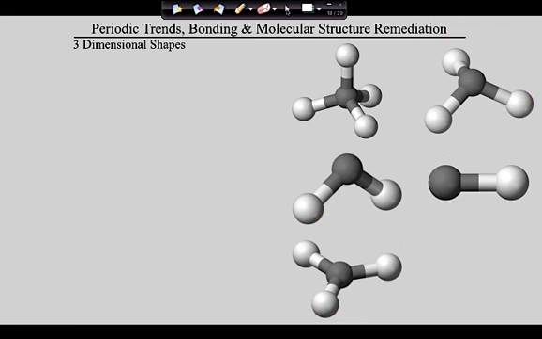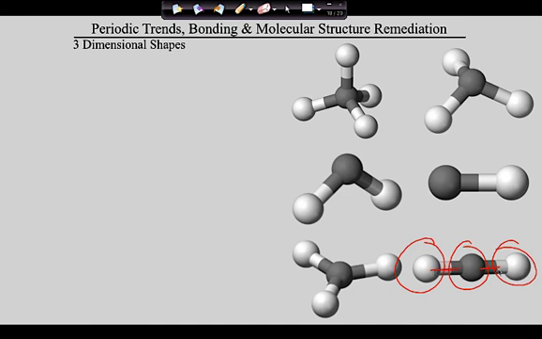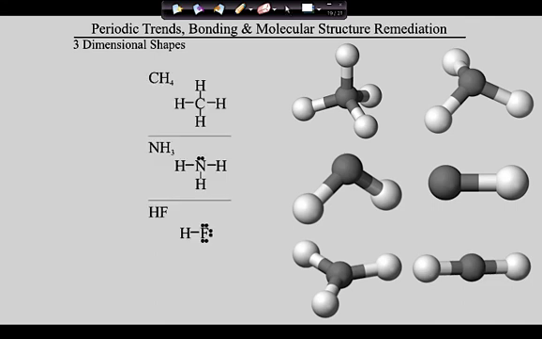Then finally, the last structure that we need to keep track of is what we call linear, and you'll notice that linear involves 1, 2, 3 atoms and 2 bonds. So what you've got to be able to do then is take Lewis dot structures and match them together with their shapes. So doing these in order, you will notice that this molecule, CH4, has 4 bonds.